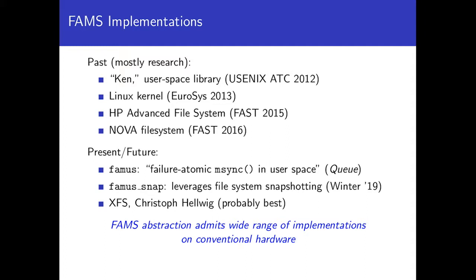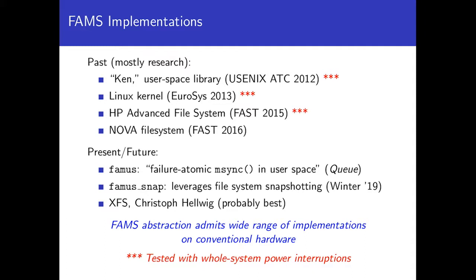The point of this slide is that the abstraction, the interface of failure atomic msync, admits a wide range of implementations. You can implement it in user space, in a file system, in the OS kernel. We've done each at least once. Several of the implementation styles have been done 2 or 3 times.